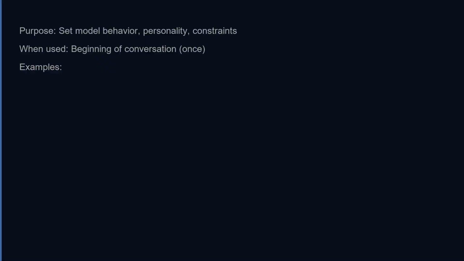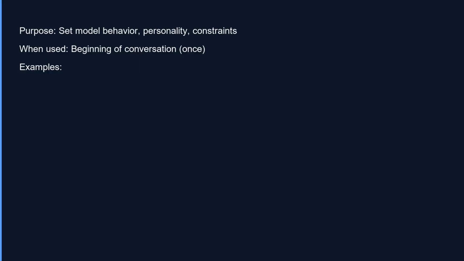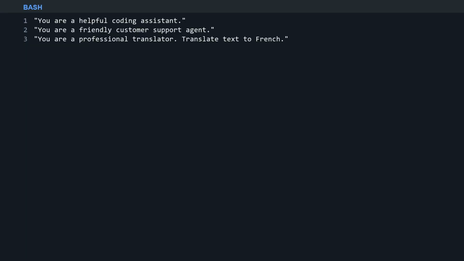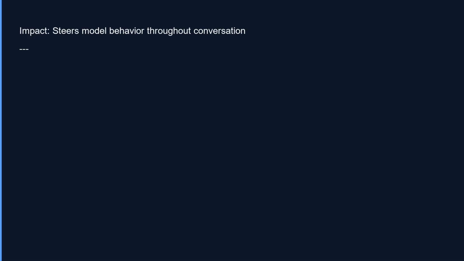Let's now look at the 3 roles. Number 1: System, optional. Purpose: set model behavior, personality, constraints. When used: beginning of conversation, once. Examples. Here's the bash code for this section, starting with, you are a helpful coding assistant. Impact: steers model behavior throughout the conversation.